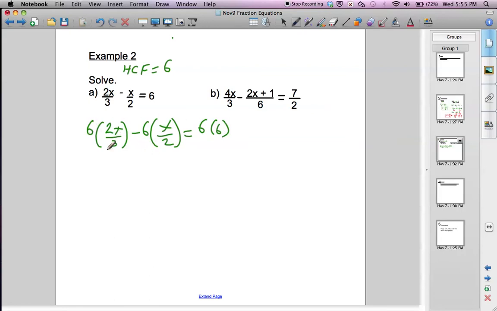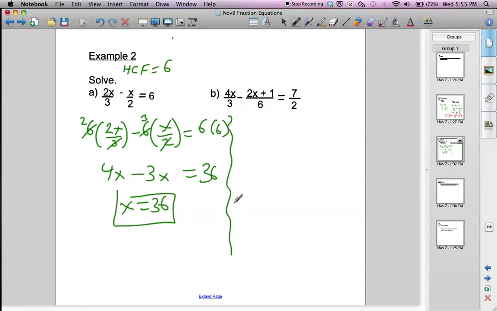Here we have 6 divided by 3 gives you 2. 6 divided by 2 gives you 3. So that cancels out, and then we've got 2 times 2 is 4, 4x. 3 times x, that's 3x. 6 times 6 is 36. And then this is just x equals 36 is your solution.